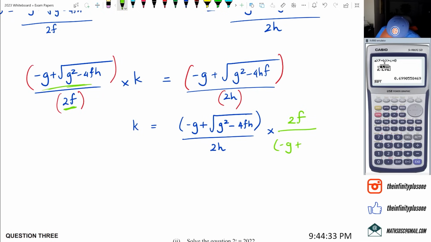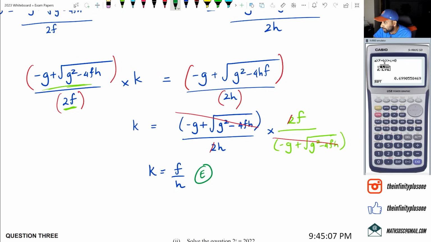Negative g plus the square root of g squared minus 4fh. Now, I hope you can see why I flipped that hf into fh, because this entire thing is going to cancel out with this thing. The two 2's are going to cancel out, and what you have is k is equal to f over h. So pretty much a nasty looking equation, but it works out real nice at the end. Excellence is what you get for getting f over h.